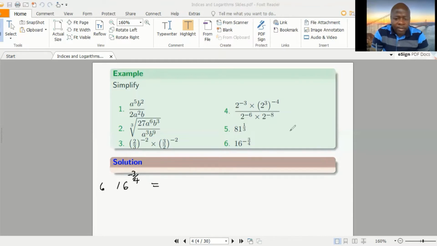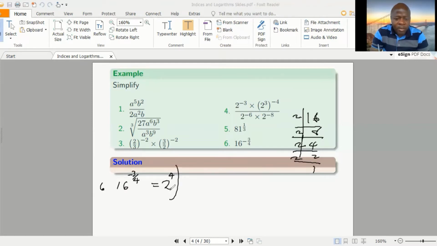What is 16? Product of its prime factors. 2 goes into 16 8 times. 2 goes there 4 times. 2 goes there twice. And 2 goes there once. So 16 is the same as 2 raised to 4.